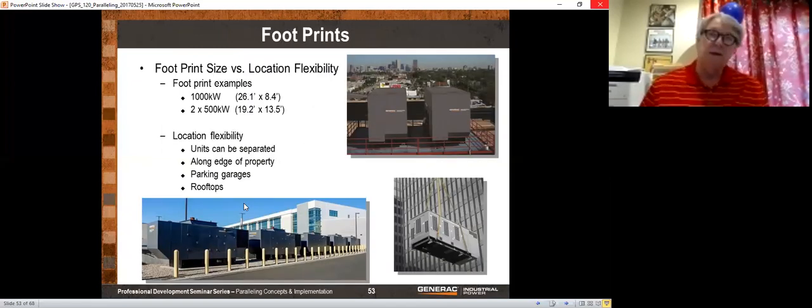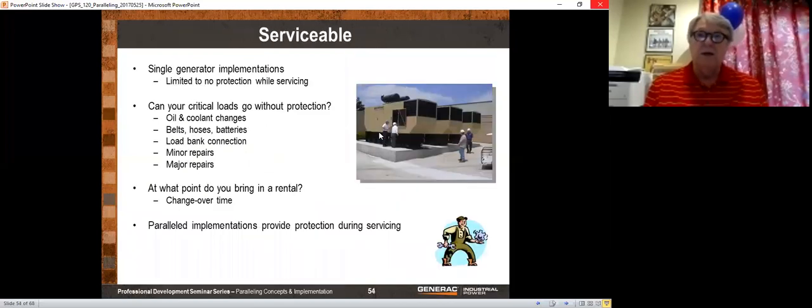Footprints: typically multiple generators are going to be slightly bigger, but we do have installations where they actually were smaller. And you can see in this instance, I think that's kind of pretty. This is not ours, but they really didn't have any place to put the generators, and they lined them all up end to end, which is no problem. We have a number of instances where those generators are lined up end to end like that.